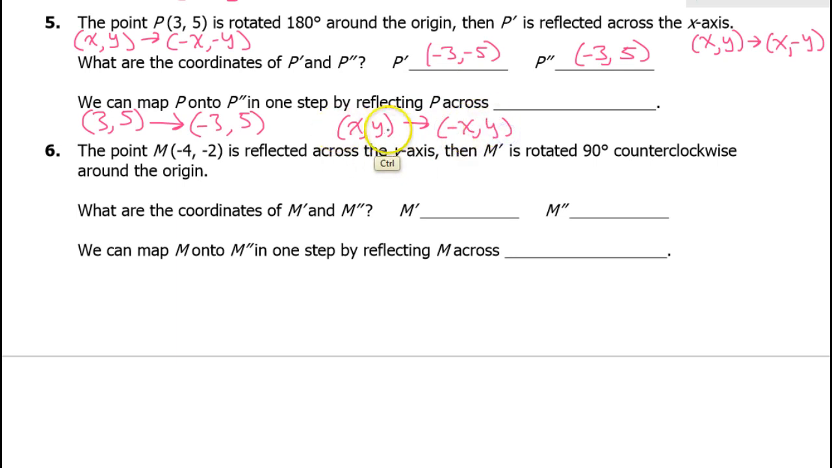All right? In other words, the y value stayed the same. The x value changed. So what reflection has this rule? If you reflect across the y-axis, that's when the y value stays the same and the x value changes. So there you go for number 5.